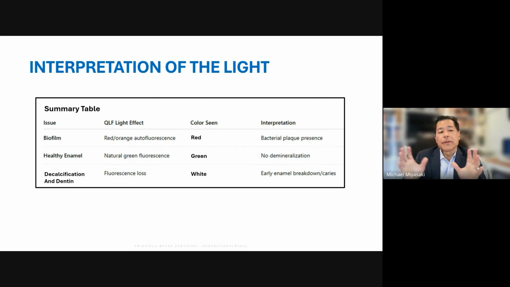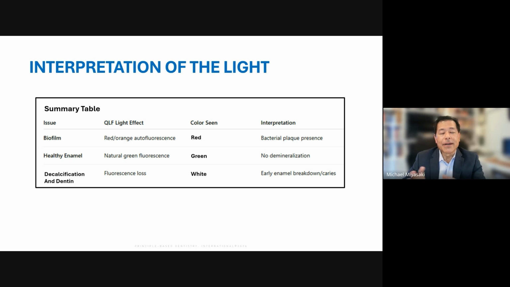And the way you interpret this is the biofilm is going to be, again, that red area. So that's the area where there's 3-day-old or older biofilm. If we have a green fluorescence, that's the healthy enamel. And if we start to pick up areas where there's a loss of fluorescence, that's because we can have demineralization or actual decay. So it's not very hard to interpret.